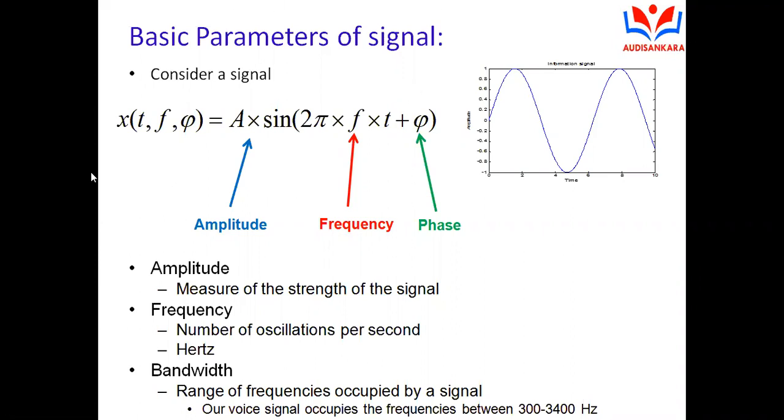So x of t, f, phi equals a sin(2 pi f t plus phi), where a represents amplitude, f represents frequency, and phi represents phase. So this is represented as the amplitude. The amplitude is a measure of the strength of the signal.